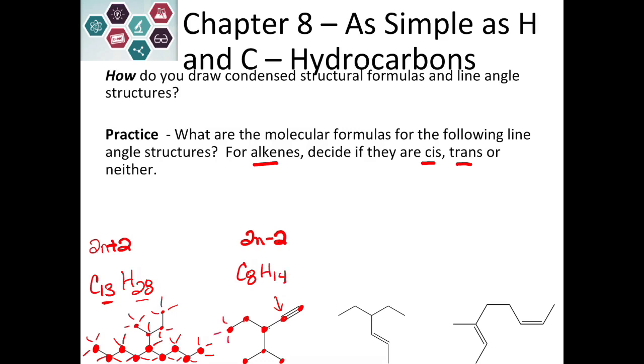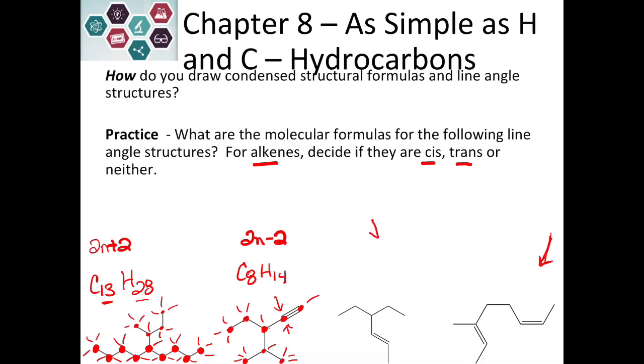So 1, 2, 3, 4, 5, 6, 7. Don't forget the 1 on the end. This carbon has none. 8, 9, 10, 11, 12, 13, and 14. All right, go ahead and pause the video and see if you can figure out the formulas for the last 2. Do notice that this last example has 2 double bonds, so you cannot use the 2N rule. You will have to count your hydrogens.